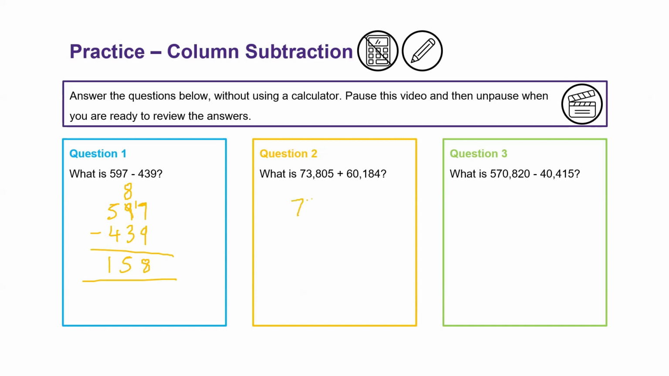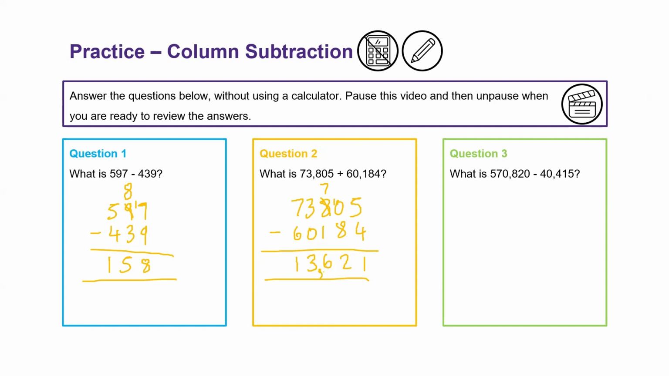For question 2, we have 73,805 take away 60,184. We start with our ones column. 5 take away 4 is 1. We then have 0 take away 8, which we can't do without going to the minus numbers. So that 0 is going to borrow 1 from the 8. It becomes a 7. That 1 makes that 0 into a 10. 10 take away 8 is 2. 7 take away 1 is 6. 3 take away 0 is 3. And 7 take away 6 is 1.